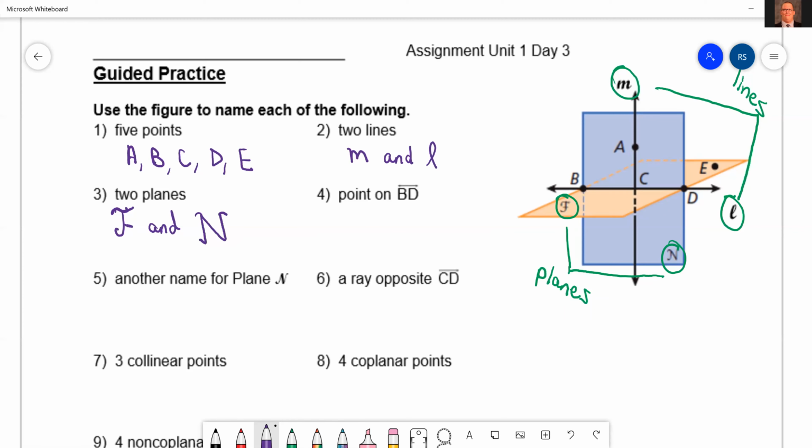Okay, 4. Ask us to name a point on BD. So if we look for BD, it says line BD. I can barely see those arrows. So line BD, it's the line with B and D on it. What point is on that line? C.